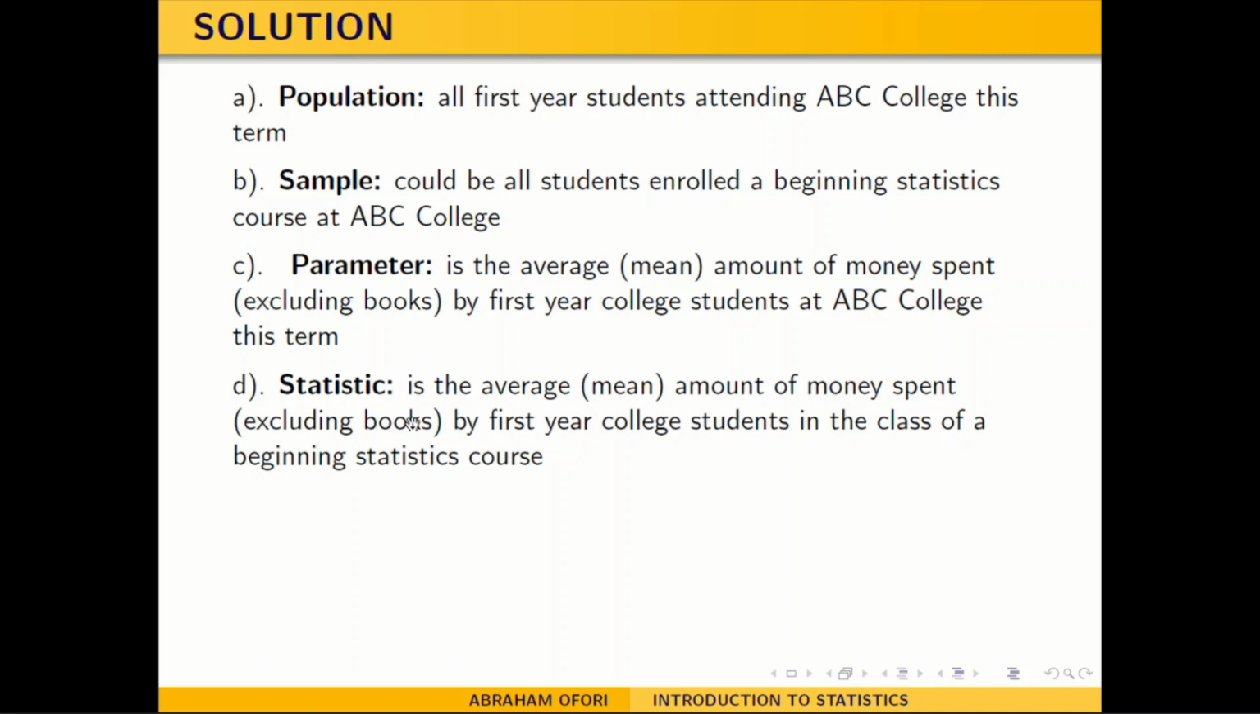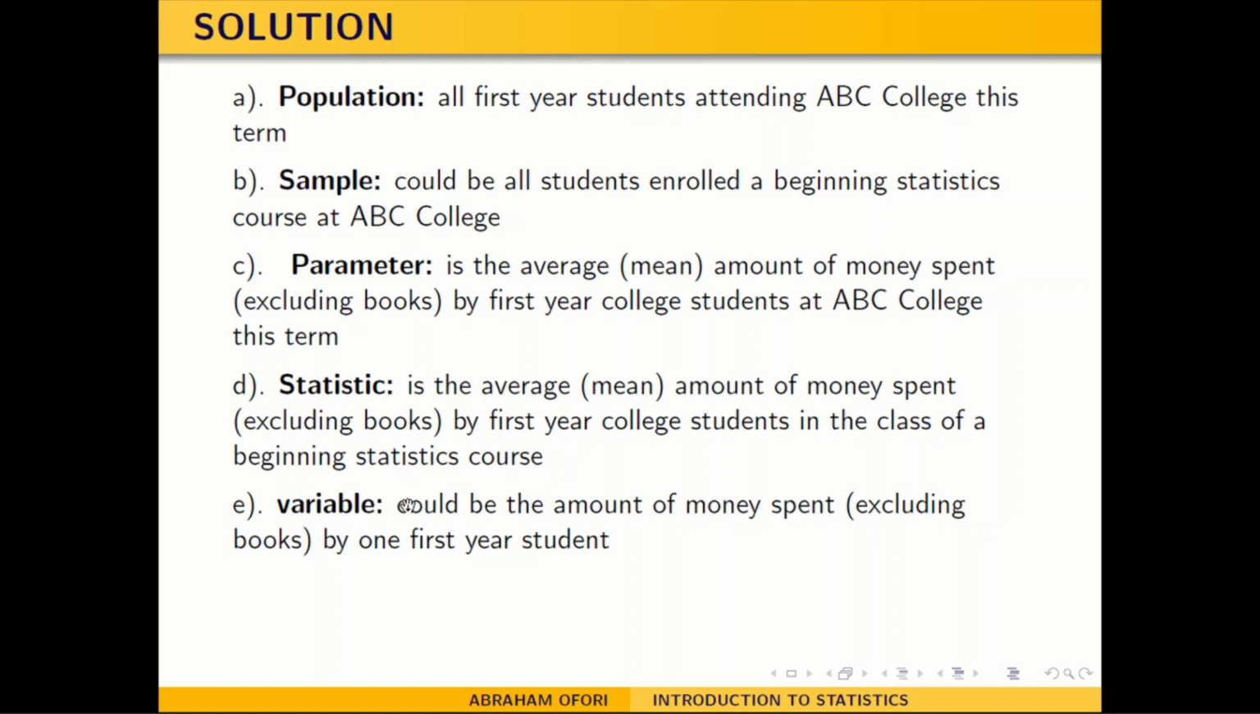Now the statistic is the average amount of money spent excluding books by first year college students in the class of a beginning statistics course. So here you see that the parameter is measuring a value related to the population. This is also measuring a value related to what? The sample. I hope you understand. So the statistic is a result of the sample, and the parameter is a result of the population.